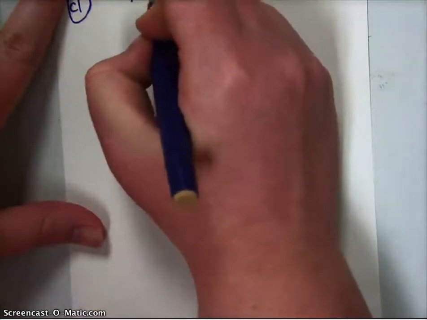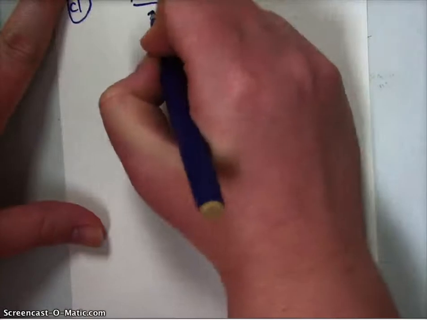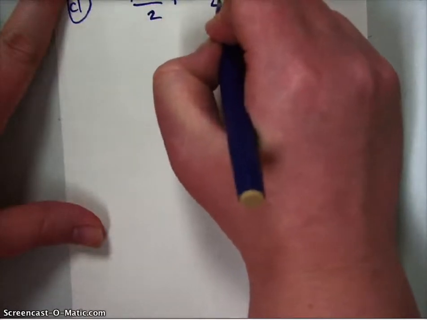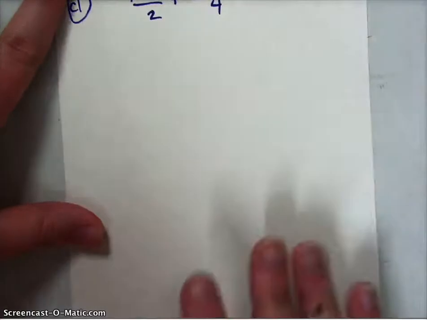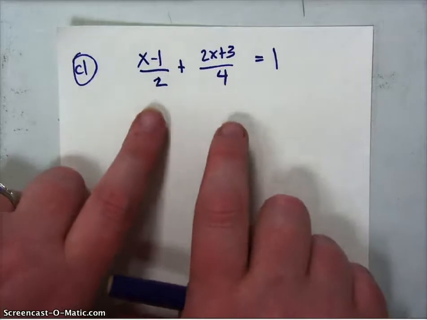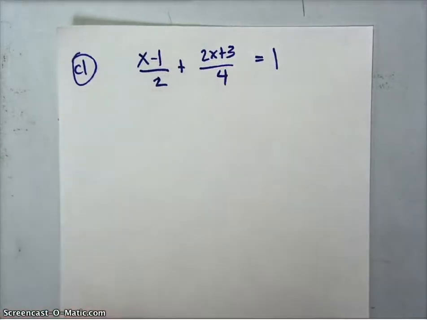C1 is x minus 1 over 2 plus 2x plus 3 over 4 equals 1. This is not a proportion, because it is not set up as a fraction equaling a fraction. So we cannot cross multiply here because there's not a fraction equaling a fraction.